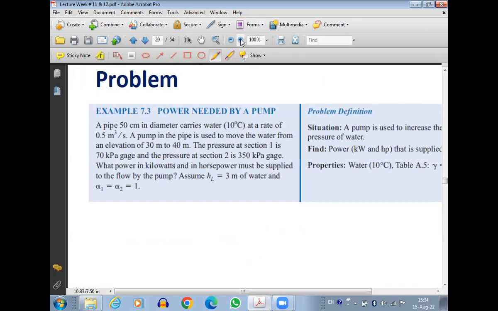Okay, we have a pipe which is 50 centimeter in diameter, carrying water at a rate of 0.5 meter cube per second. A pump in the pipe is used to move the water from an elevation of 30 meter to 40 meter. The pressure at section 1 is 70 kilopascal gauge, and the pressure at section 2 is 350 kilopascal gauge. What power in kilowatts and in horsepower must be supplied to the flow by the pump? Assume that HL, the head loss, equals 3 meter of water, and alpha 1 and alpha 2 equal 1.